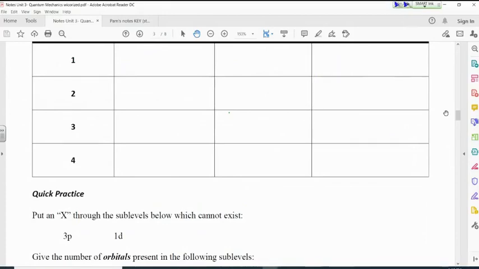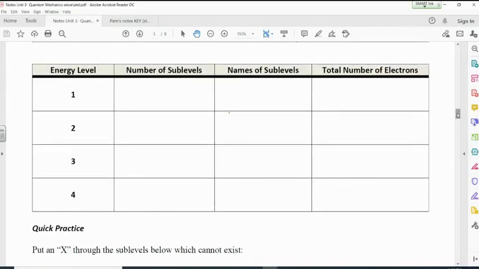Let me scroll up because now I forgot what it's called. So number of sublevels, 2, because that just goes with a row. It's going to hold a 1. Nope, not a 1.